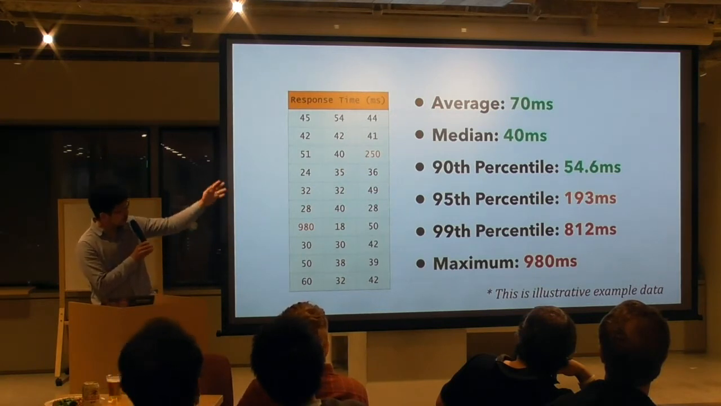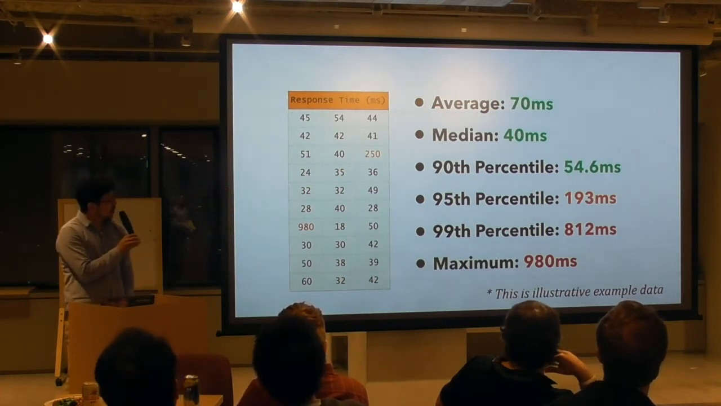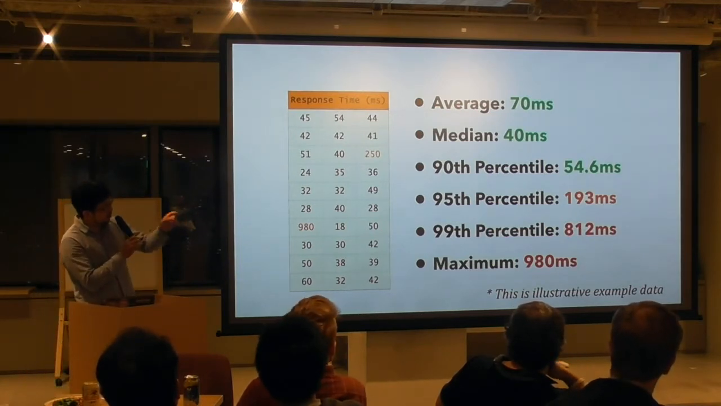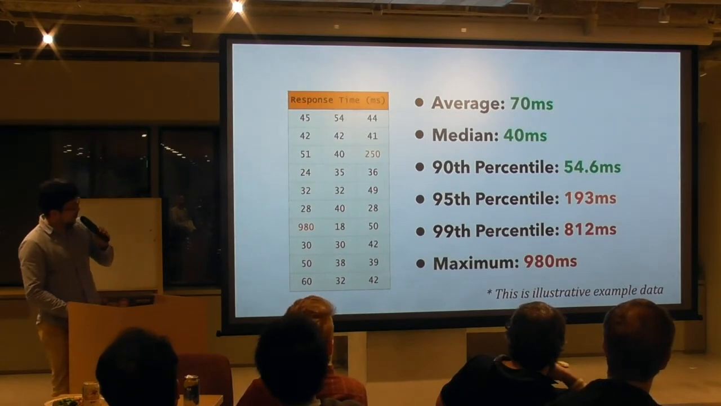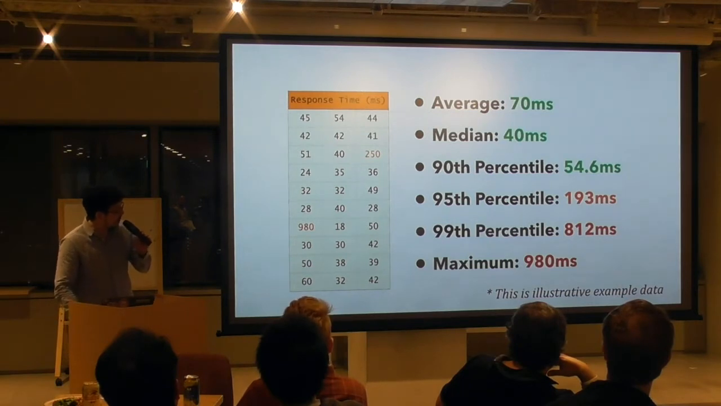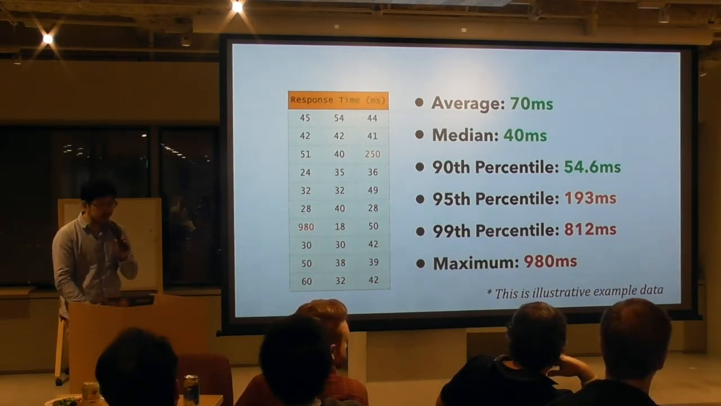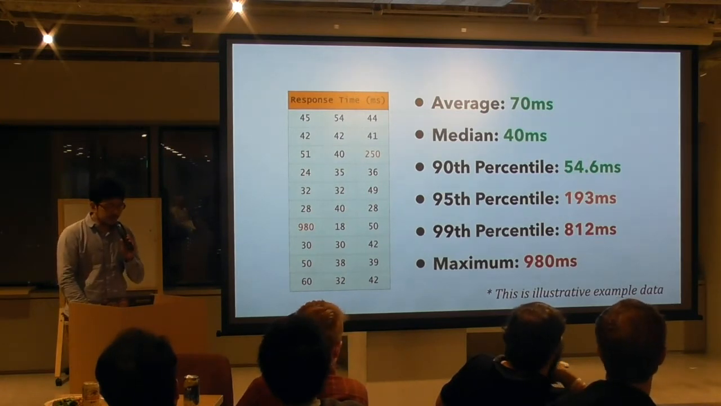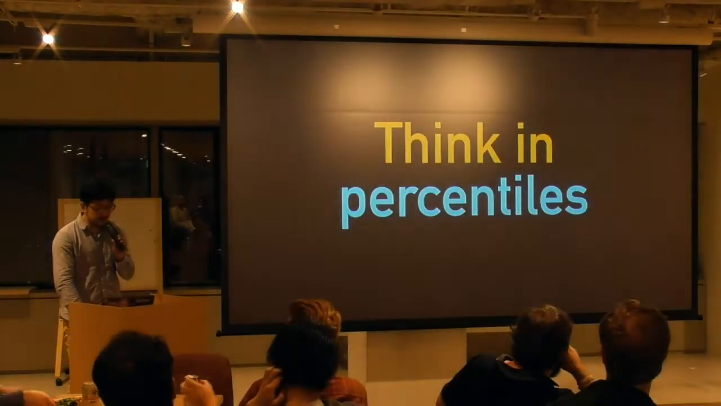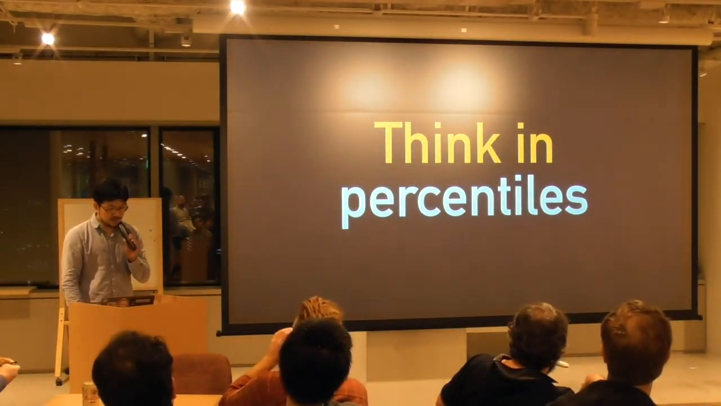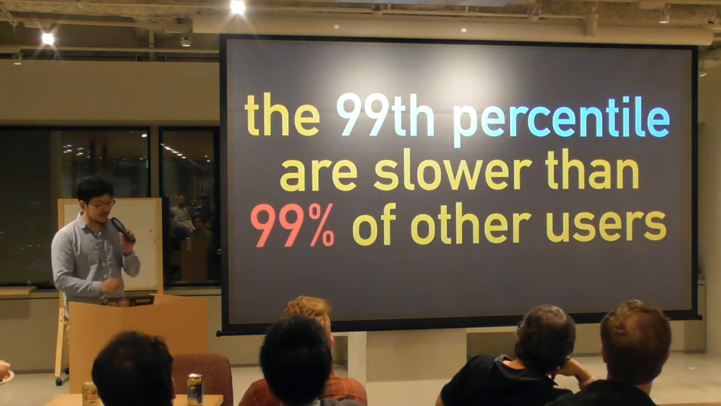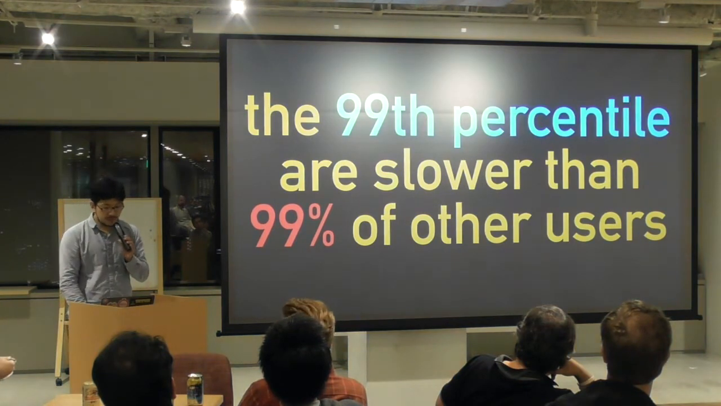With this cohort, the 50th percentile is at 54 milliseconds. For the 95th percentile, it's 109 milliseconds, and the 99th percentile is at a big 812 milliseconds, and the max is 980 here. This is just illustrative data. What I want to say here is that it's pretty useful to think not so much in averages, but in percentiles. Just to recap, by percentiles, I mean the people who are slower than X percent of the users, if I say 99th percentile.